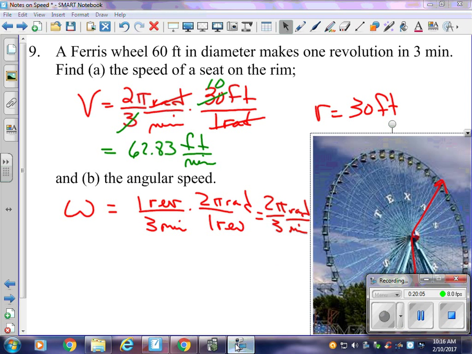All right, so now in your packet for homework, when you look at your homework packet, let's see how many questions you now will be able to do.